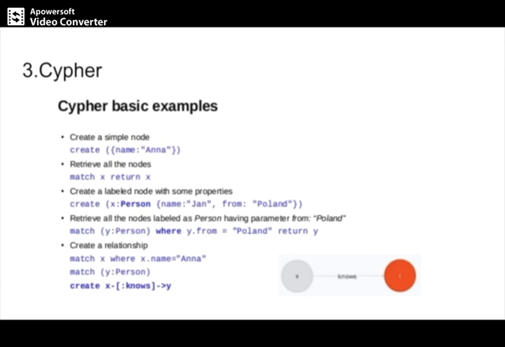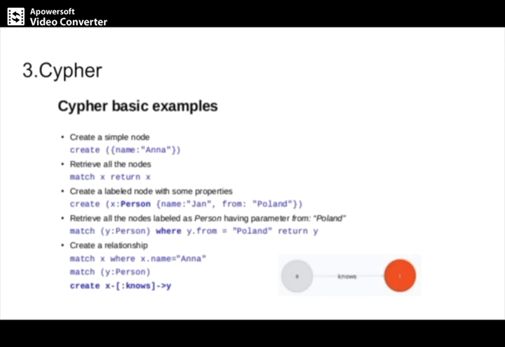The first example is for creating a simple node. I wanted to mention that the Cypher query language is case sensitive. So the first example says that CREATE is the word for creating the node. Whenever you open curly braces, whatever goes inside the curly braces are the properties of that node. You have a property of name and the value is Anna. We'll just go to the third example now.